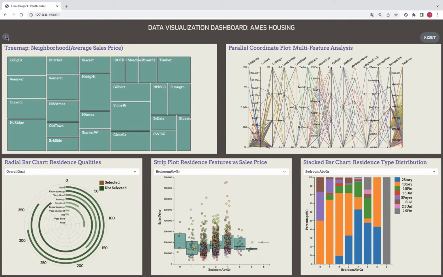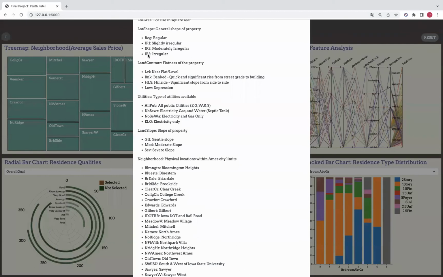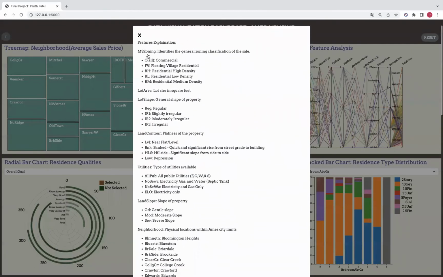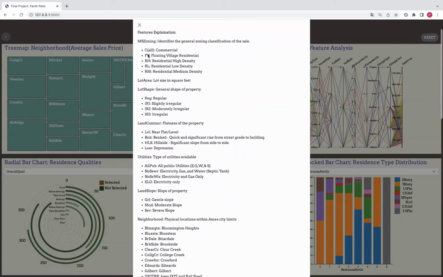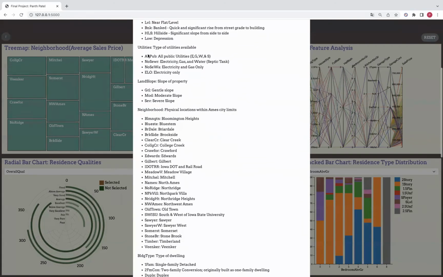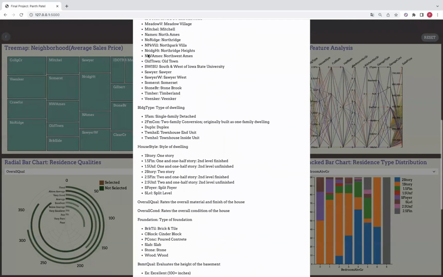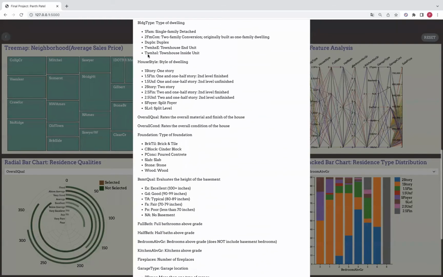At the top over here, we can see an info button, clicking on which the user can get a detailed explanation about what the features are and what the short forms of all these features actually mean.